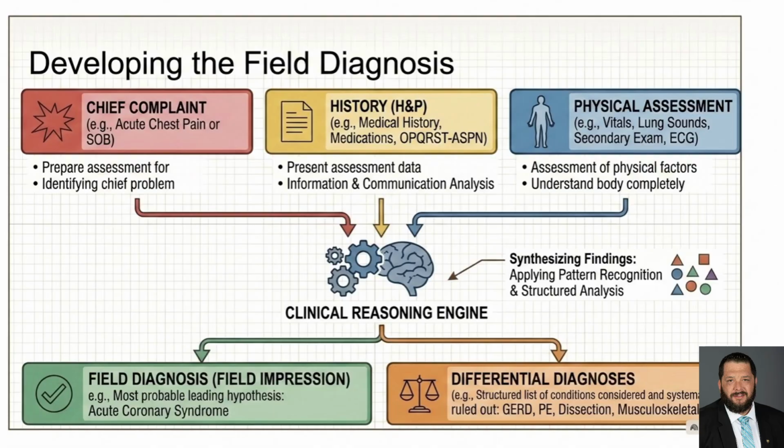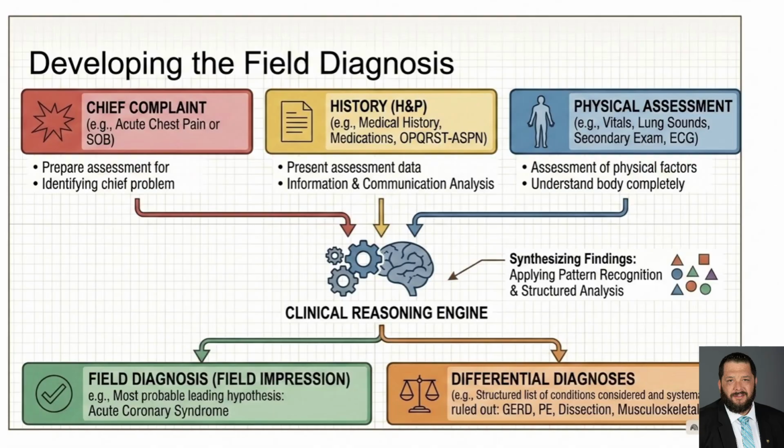And this is a lot of times where we stop, unfortunately, as advanced level providers. Your field diagnosis should not be the end of your diagnostic engine. You should compare your field diagnosis with the appropriate differential diagnoses. So, for example, this mind map on the screen, a chief complaint of acute chest pain, right? Or perhaps it's shortness of breath. Looking at their assessment, looking at their history, they've got a history of a previous MI. They take blood thinners. They're on blood pressure control medications.